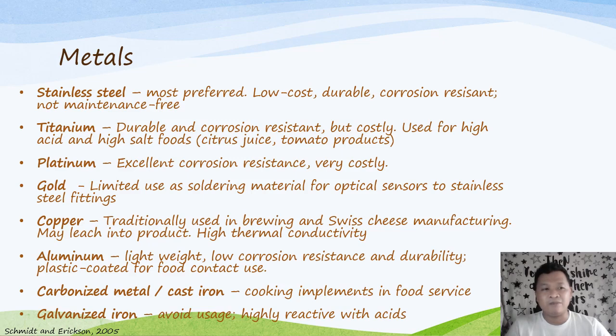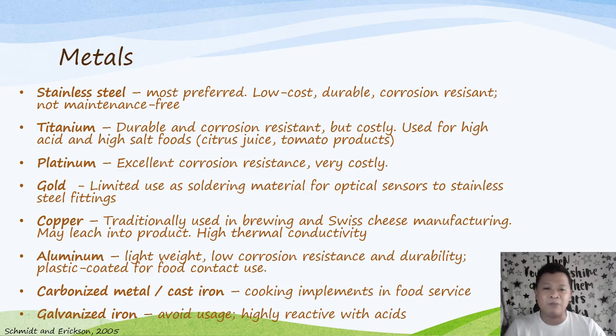Many different metals now are used for food contact surfaces, but stainless steel is the most preferred, especially in GMP compliant, HACCP compliant food manufacturing facilities. Titanium is used for its durability and corrosion resistance, but these are limited to high salt and high acid foods because of their expensive nature. Same with platinum. And gold is sometimes used as a soldering material, especially for optical sensors that come into contact with food in stainless steel fittings.